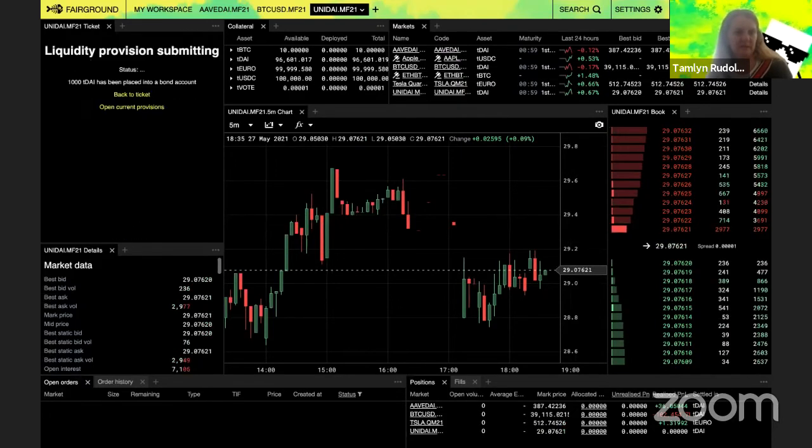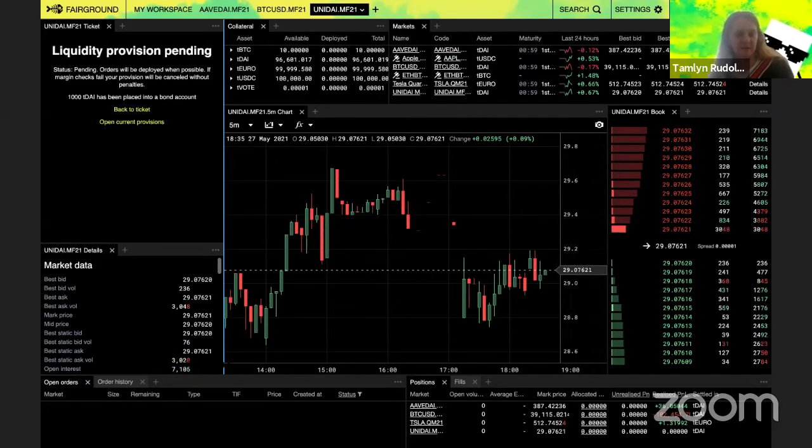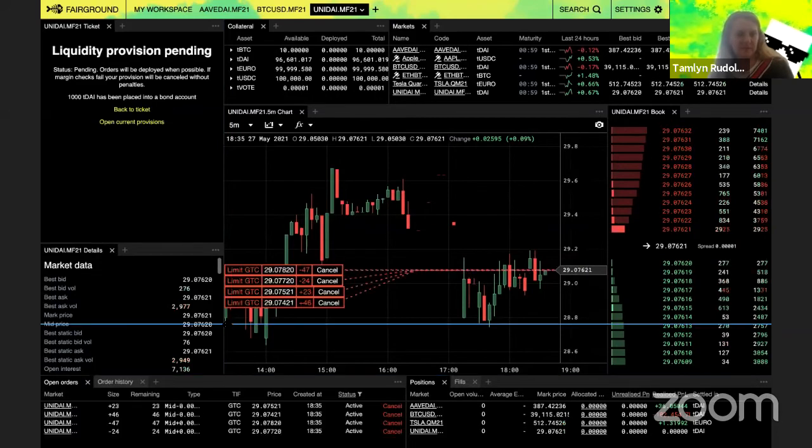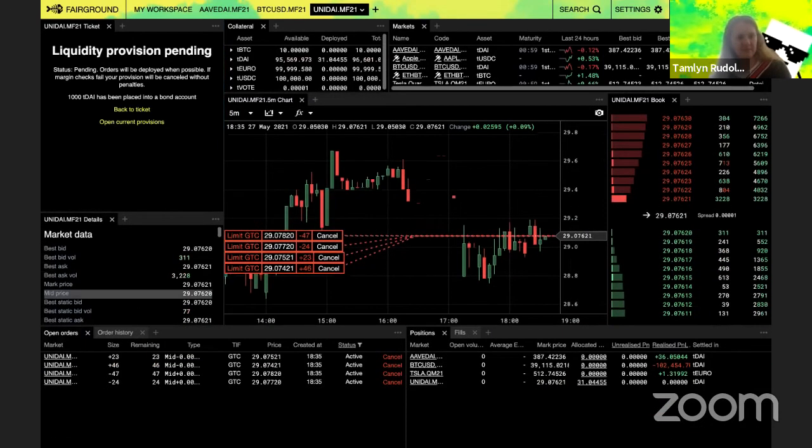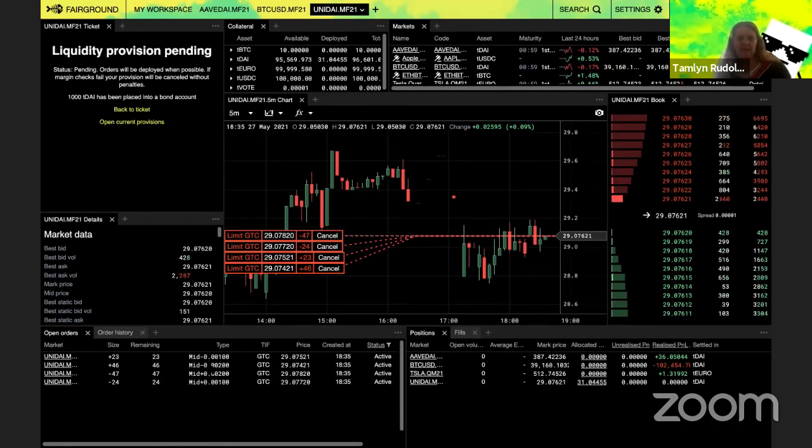So let's do place liquidity provision. Great. What we should see as a result is these open orders that have come up. You can see that these orders are a special order type called a pegged order, and they're pegged to the mid price. What happens is that they get repriced after the mid price moves. And that all happens automatically and atomically. You don't need to do anything. So it's a handy tool for traders.